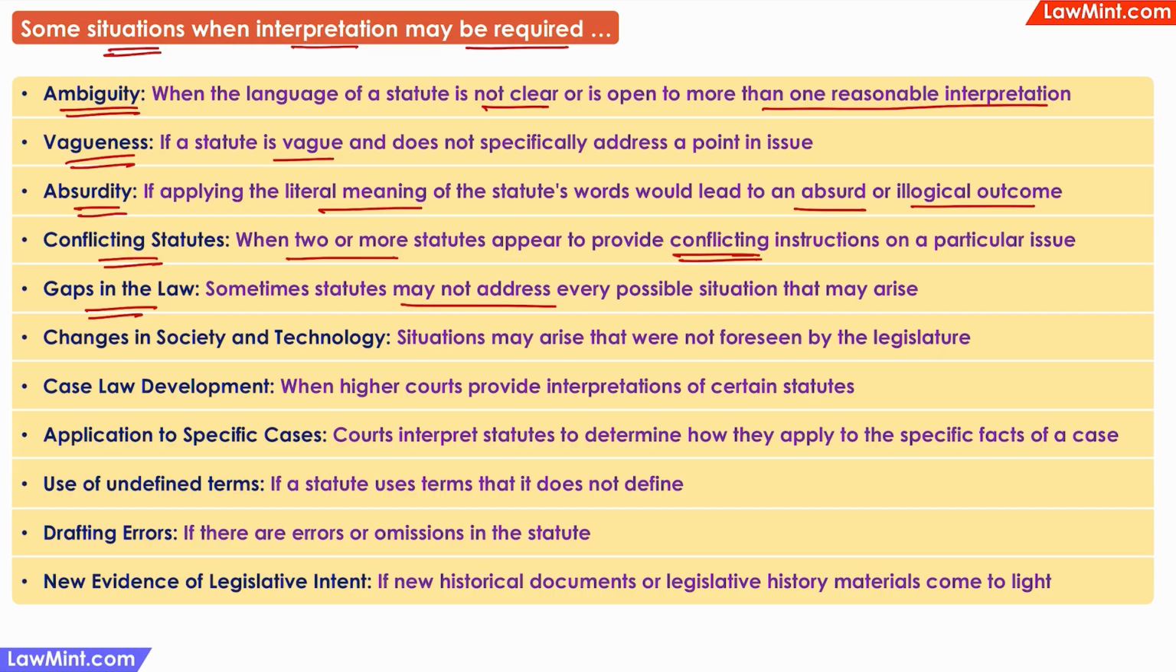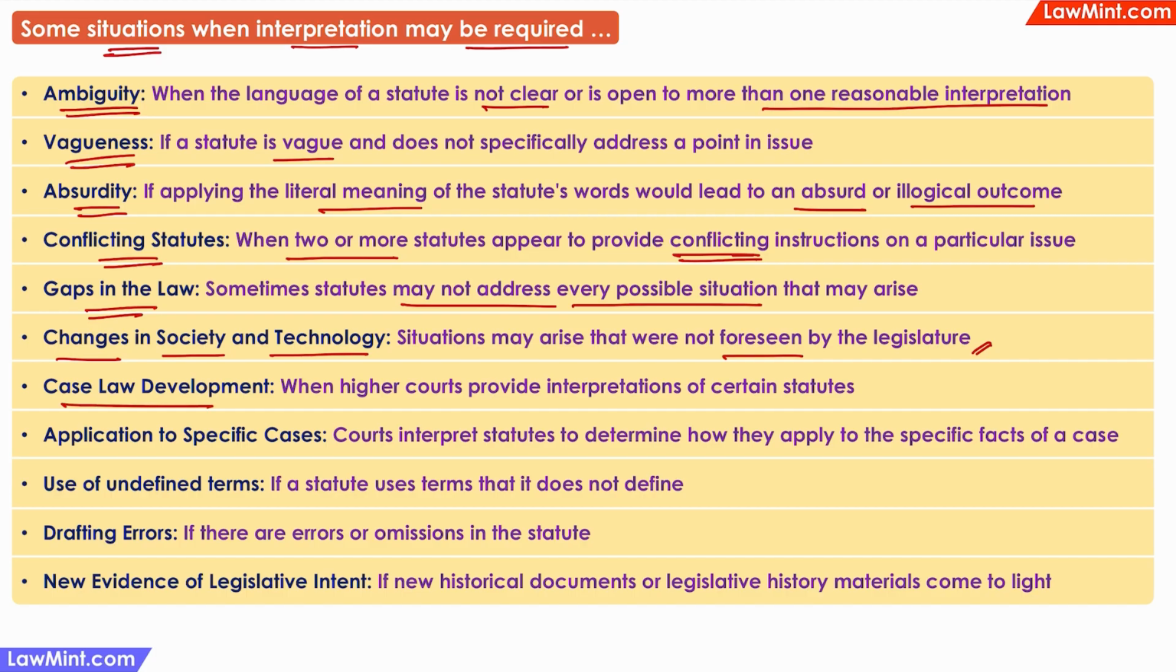Sometimes statutes may not address every possible situation that may arise, and the courts will have to interpret the statutes to fill these gaps. Changes in society and technology. As society and technology evolve, situations may arise that were not foreseen by the legislature. So, the courts may need to interpret statutes to apply them to these new conditions and contexts.